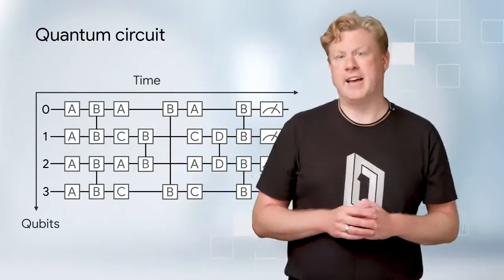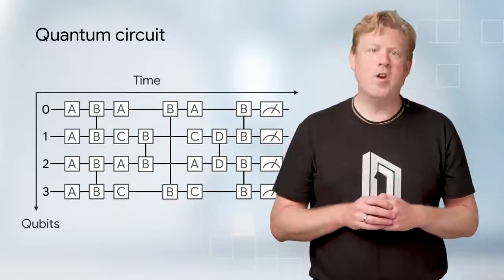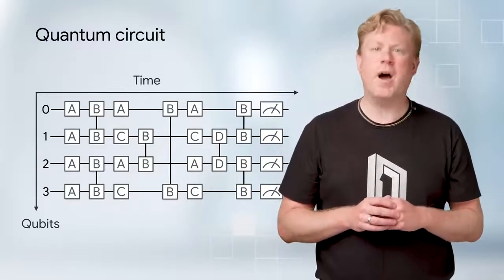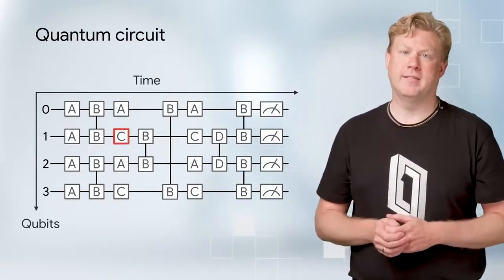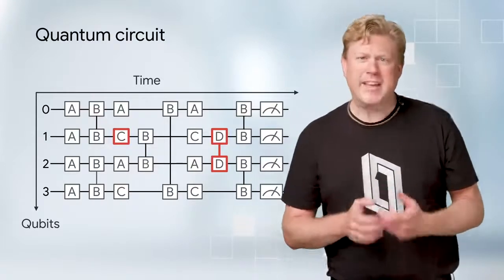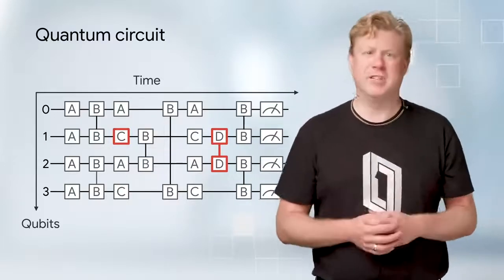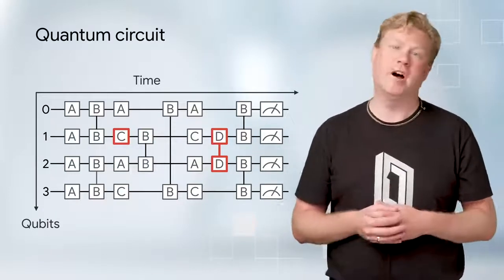The boxes in the diagram correspond to quantum gates that are applied to 1 or more qubits, depending on how many wires the box is connected to. Here's a single qubit gate, and here is a 2-qubit gate. Quantum gates are instructions to send control signals to the quantum computer to perform a certain quantum action on the qubits.